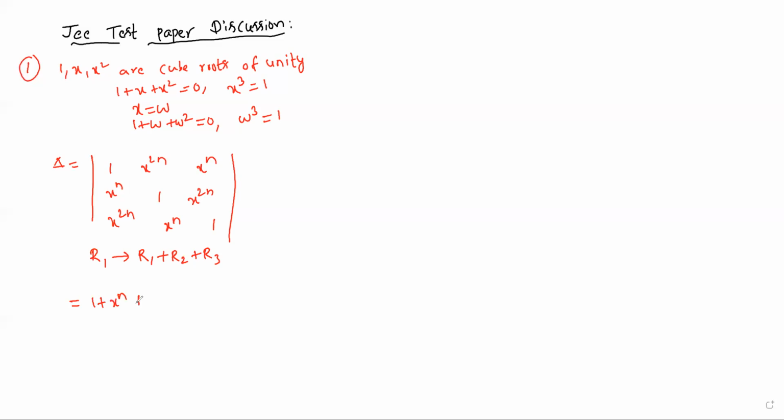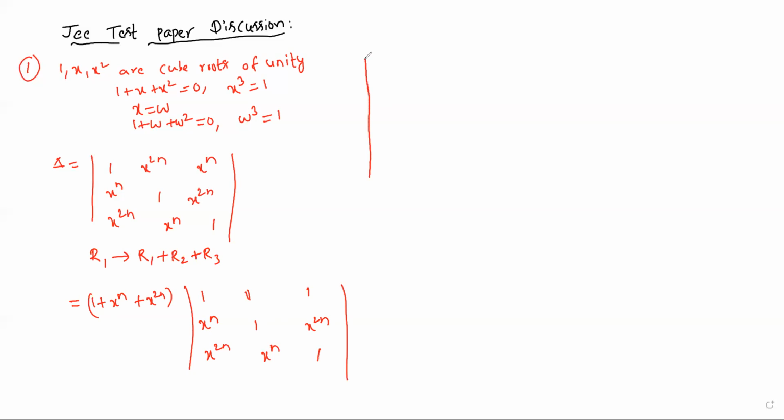1 plus x power n plus x power 2n is common from the first row. Remaining we get 1, 1, 1 in the first row; x power n, 1, x power 2n; x power 2n, x power n, 1. Now what is this expression? Now what will we get exactly?